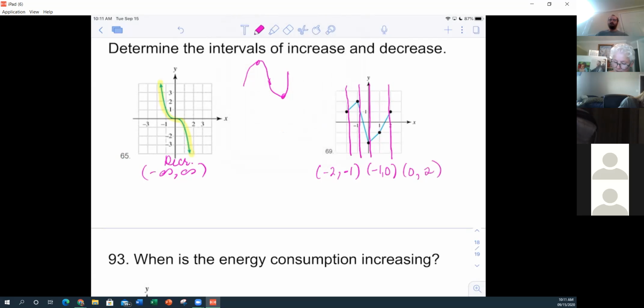So let's go back and look at what's happening on the intervals from -2 to -1. What's happening? Increase. And from -1 to 0, what's happening? Decrease. And from 0 to 2, what's happening? Increase. Yeah.